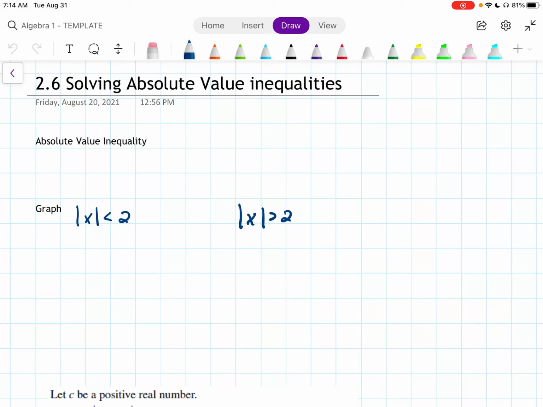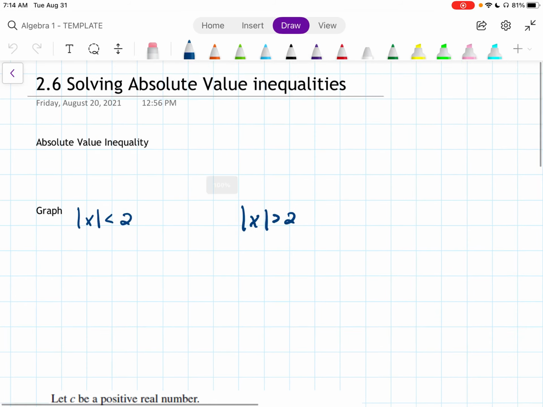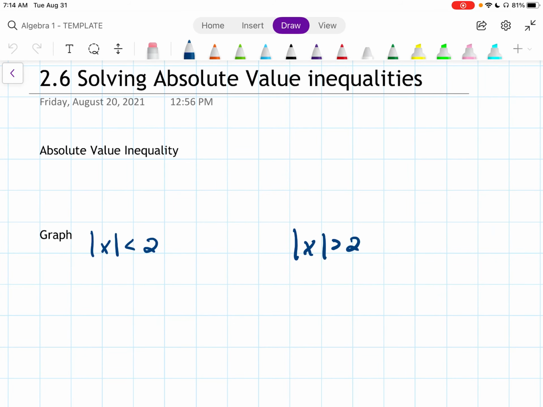All right, 7.6, solving absolute value inequalities. An absolute value inequality is exactly what it sounds like. It's an inequality with an absolute value in it. Now, we dealt with these in chapter 1, and we know that there are some special rules that we have to use whenever we graph these, whenever we solve them.